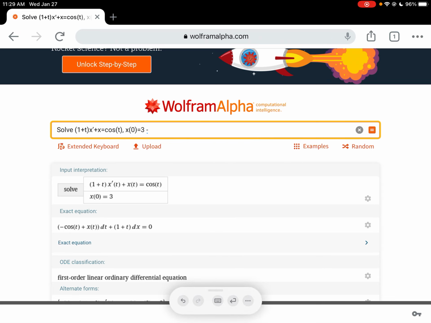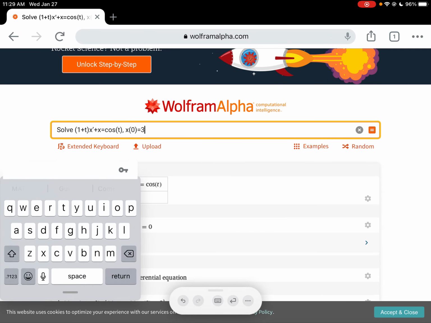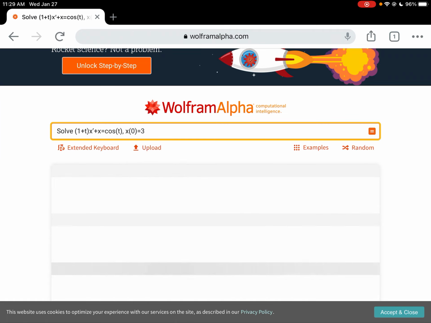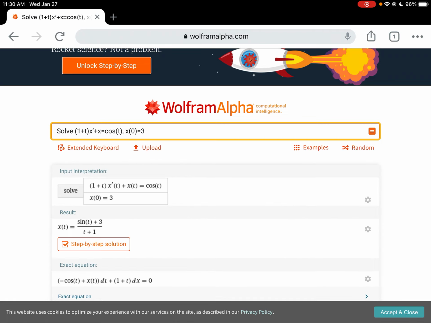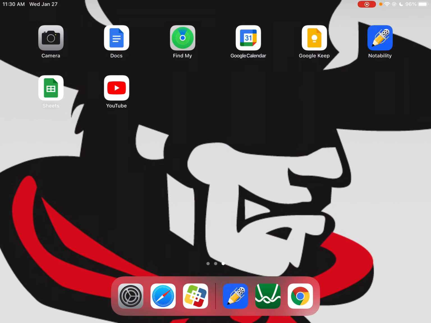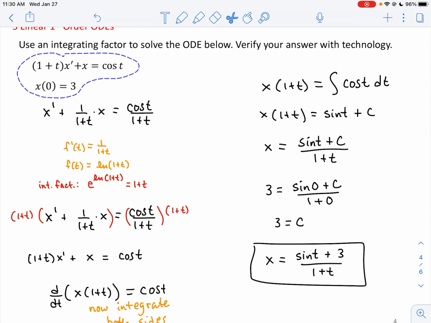I'm not seeing the solution. Let's hit return again. Oh, there's the result. For some reason, when I zoomed in, that seemed to have vanished. And the result is x of t is equal to sine of t plus 3 all over t plus 1. So that happens to match exactly what we have here. Sine of t plus 3 all over t plus 1.